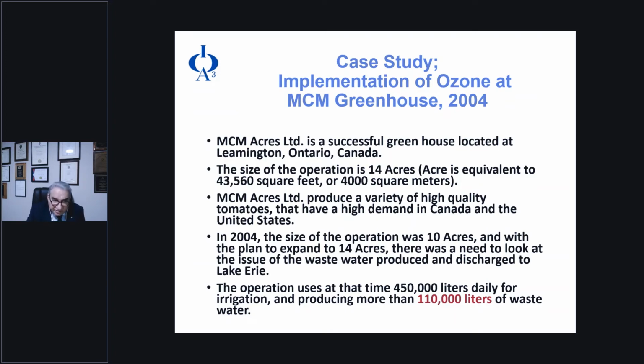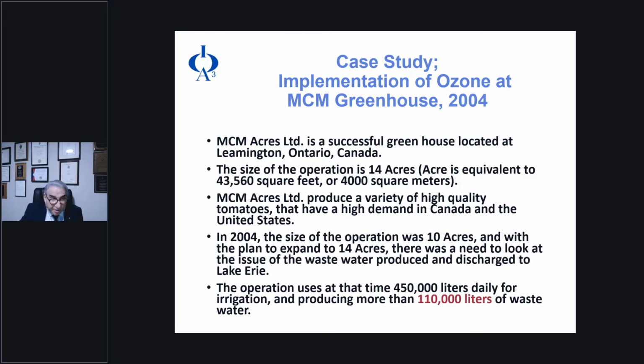MCM Acres produces high quality tomatoes that are well liked in Canada and the United States, and they have delivered them regularly for a few years. In 2004, the plan was to increase from 10 acres at that time to 14 acres. So the owners started to think about it, and they were using 450,000 liters a day and discharging 110,000 liters to Lake Erie.